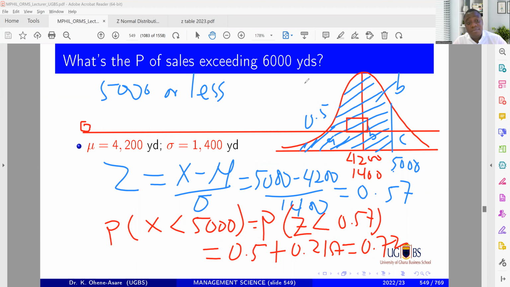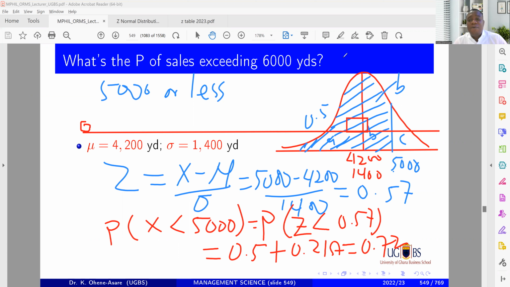Perfect. There is that 72% chance that in the upcoming week, demand for carpets is going to be less than 5,000. It's going to be 5,000 or less.